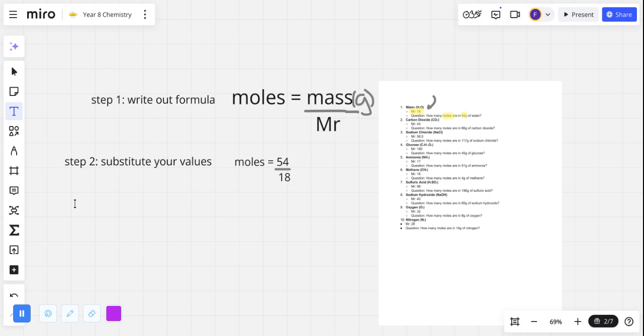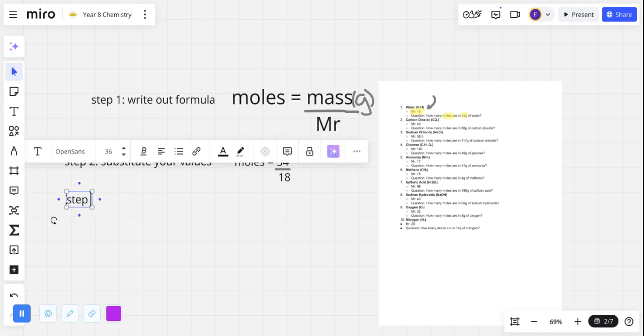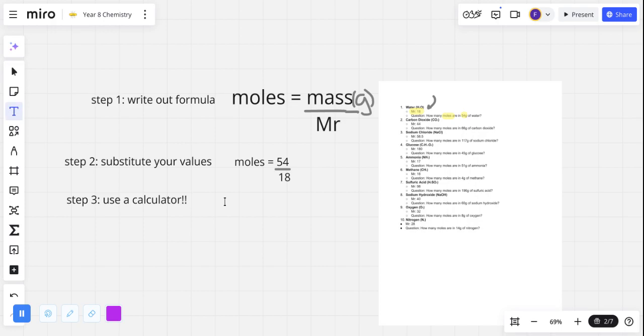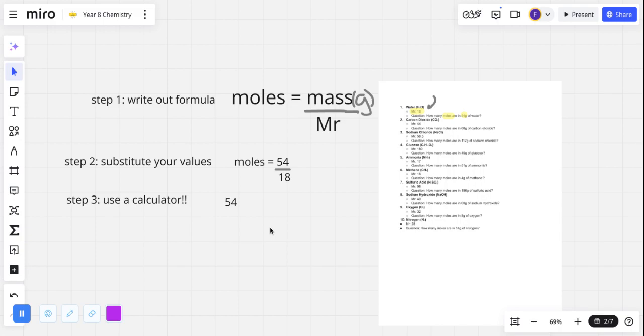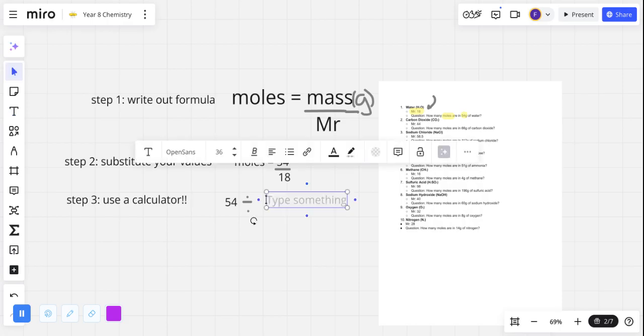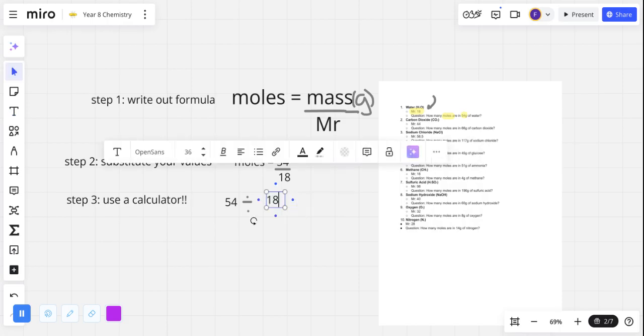Now, step three, use a calculator. I don't care what you're on. You've got a calculator in Google, on your iPad, everywhere. In this context, what you put in your calculator is 54 divided by 18. And I think the answer is 3, because I'm being very naughty. I'm not listening to my own rules. I'm doing it in my head.